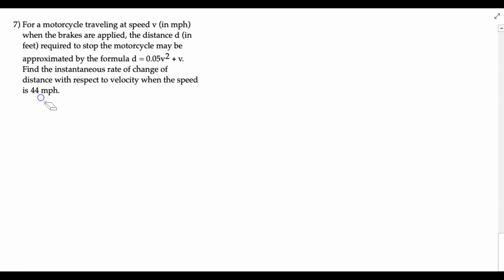So what we're going to do is write out what we know, and that is that we've got some function d of v, and it is 0.05 v squared plus v, and v is the velocity. The distance is what we're looking at, d, and the distance over time is what's going to give us our speed, our instantaneous rate of change. We're dealing with miles, so the rate of change is going to be in miles per hour.